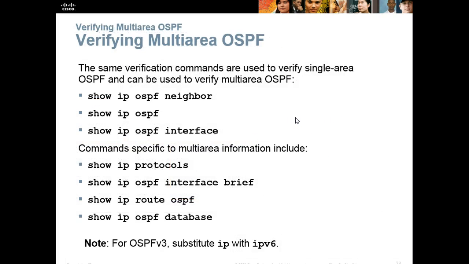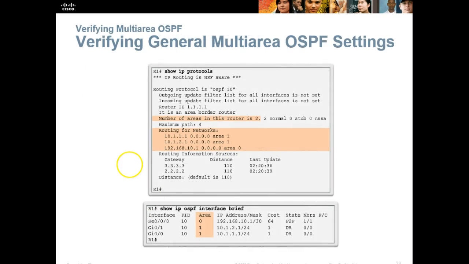Okay? And again, we have our verification: show ip ospf neighbor, show ip ospf interface, and then for the multi-area information, show ip protocols, show ip route, and then here's a new one, show ip ospf database. All right? And of course, for version 3, we have IPv6 in front of those, and they're all the same. So the ip ospf database will show what's going on inside. And we'll get to that in just a moment.